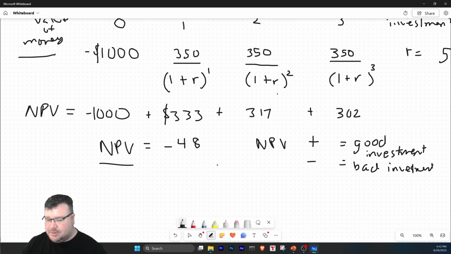So you're going to have to do something like this on the test. They're going to say net present value is negative. Is that good or bad? Should you take the investment? Net present value is positive. You're going to say that's a good investment. You should definitely take that. Okay?